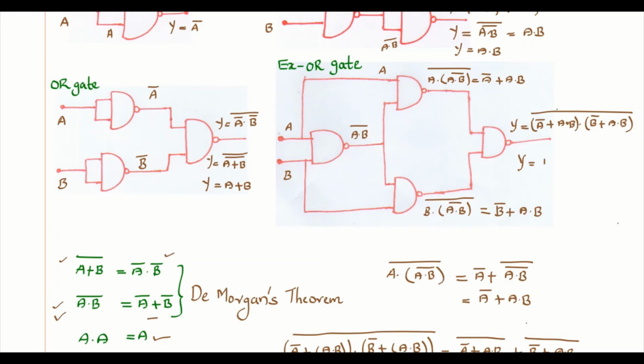So the output, we can write the output as Y equal to A B complement plus A complement B, or A B complement plus B A complement. This is equal to A XOR B.